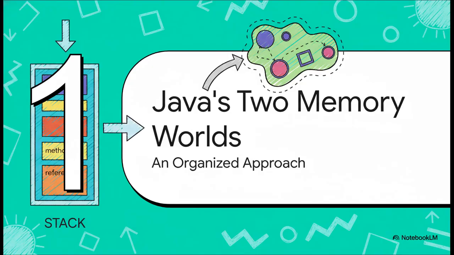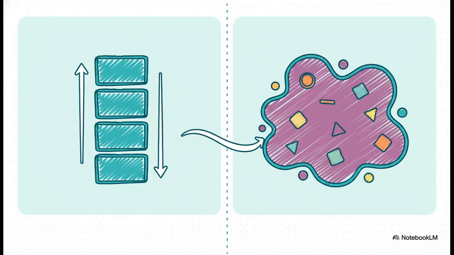All right, first things first, you have to understand that when your Java program gets memory, it's not just one big messy pile. Oh no, the Java virtual machine is way smarter than that. It neatly divides memory into two very distinct, very organized areas. And those two worlds are the stack and the heap.